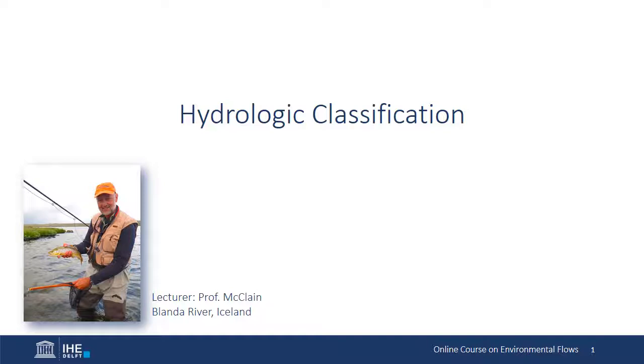Hydrologic classification provides a means of grouping data from available gauging stations into meaningful flow regime classes and then assigning ungauged river reaches to one of these classes. Let's have a look at the steps based on a framework published by Julian Olden and others.